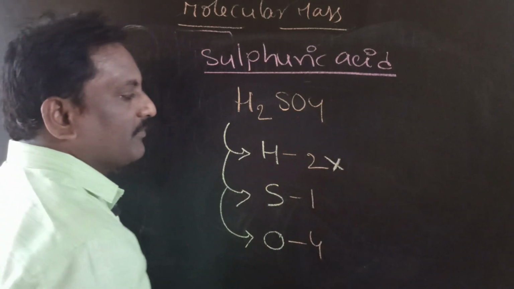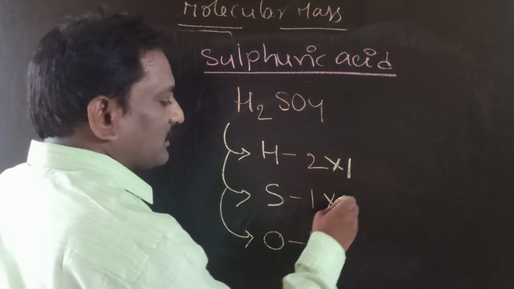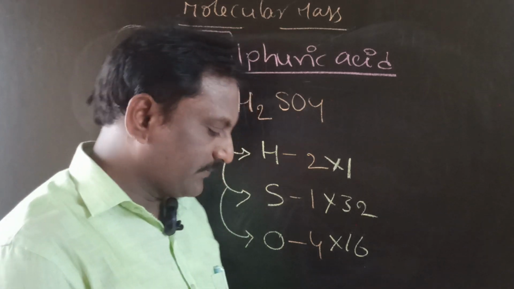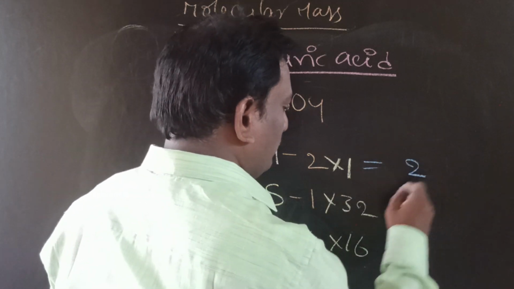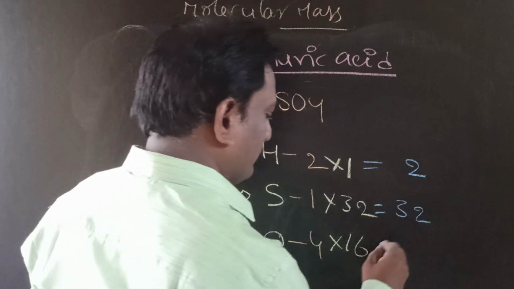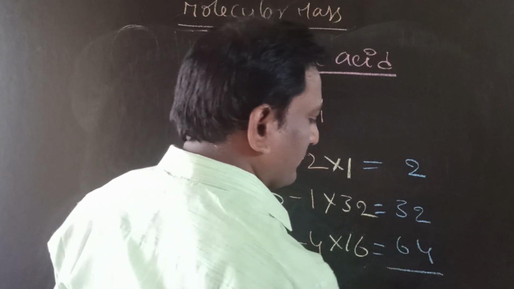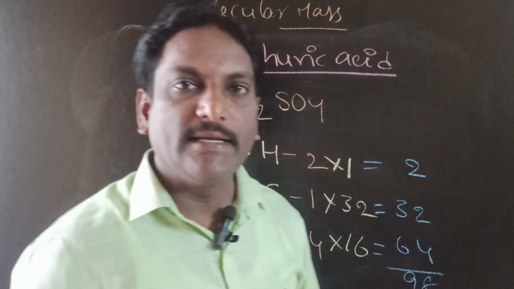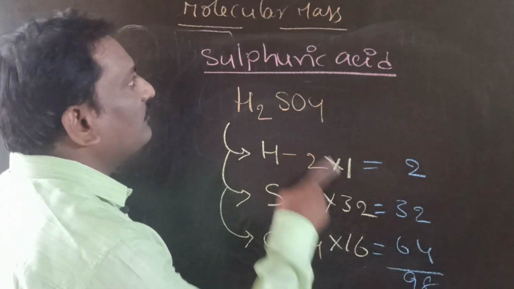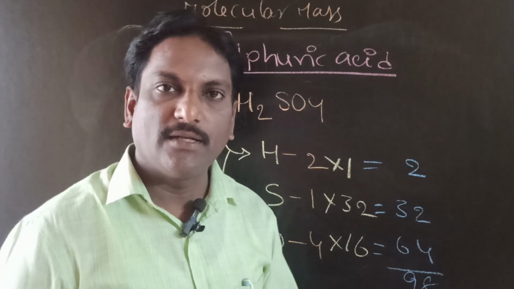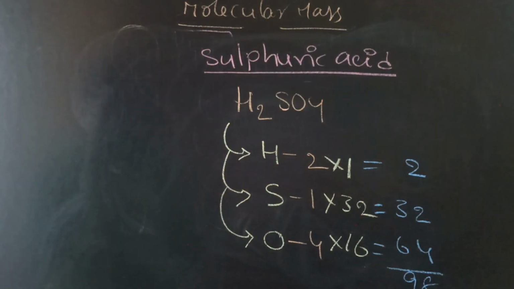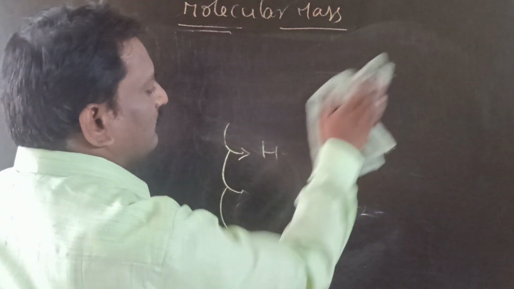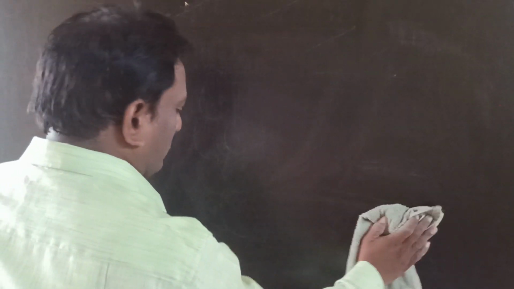These must be multiplied with their atomic masses. Hydrogen atomic mass 1, sulfur 32, oxygen 16. Right. 2, 32, 64. So the mass will be 98. 98 is the molecular mass of sulfuric acid. Next, one more example let us take. Next one.